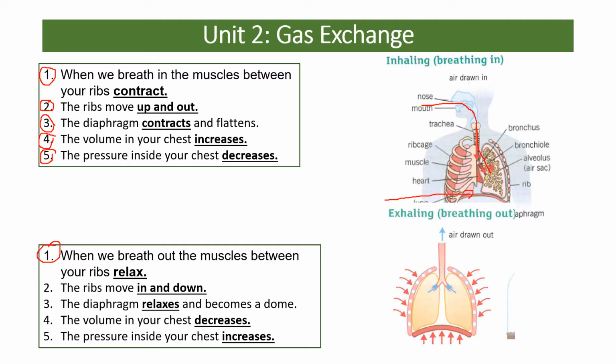This means the ribs move back inwards and back down. The diaphragm relaxes and it causes this dome shape to appear, so it pushes upwards on the lungs. The volume in the chest decreases, and that causes the pressure to increase, which forces the air out because it's got a higher pressure than the atmosphere.